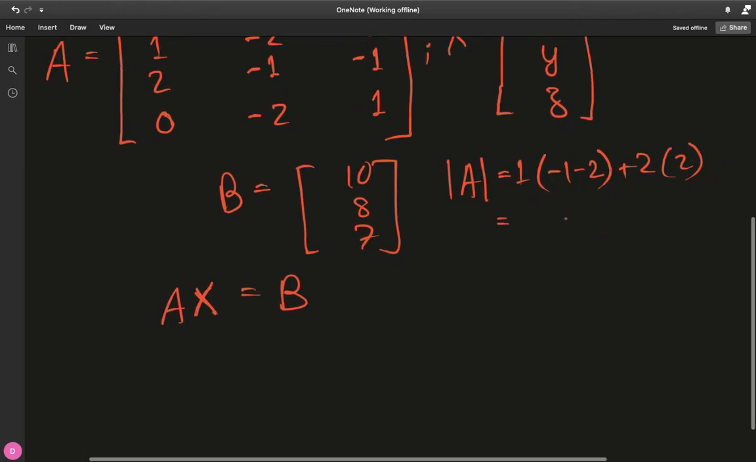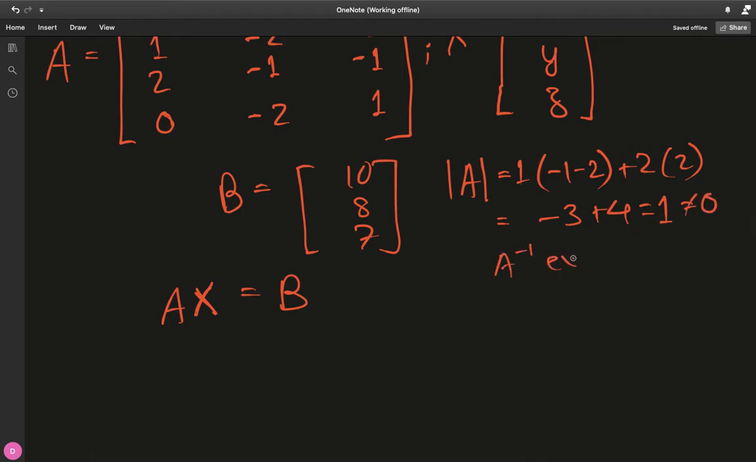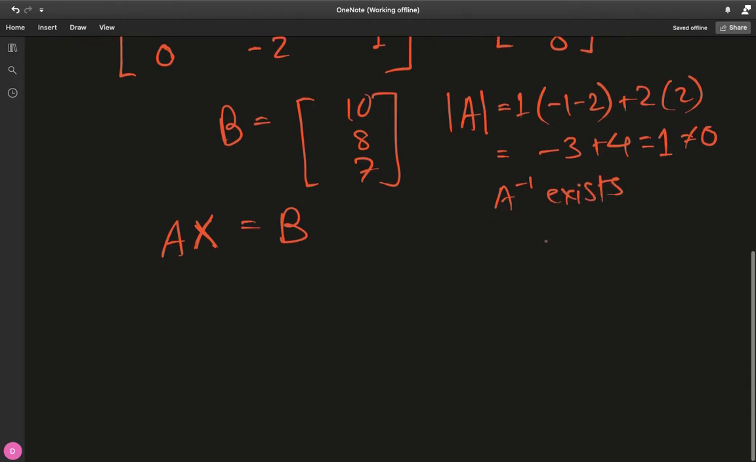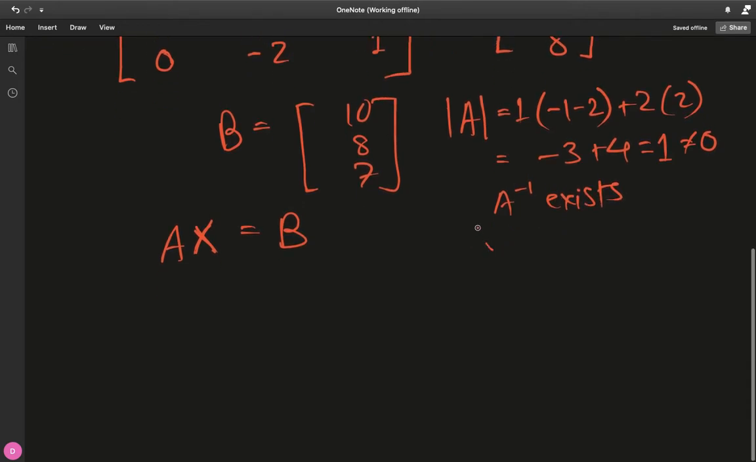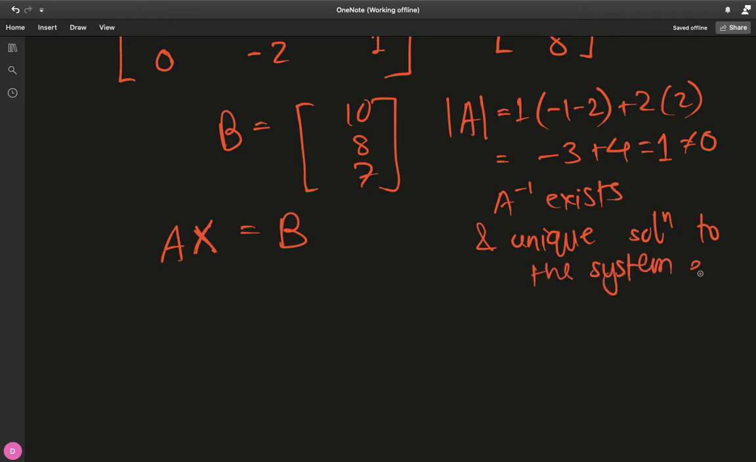So this turns out to be -3 plus 4, which is equal to 1, and that's not equal to 0, which means A inverse exists, and a unique solution to the system of equations exists because A inverse exists.